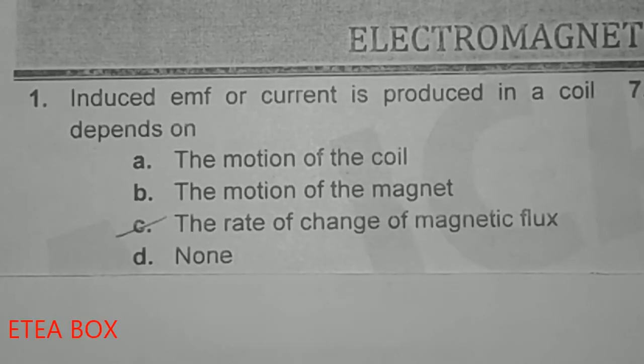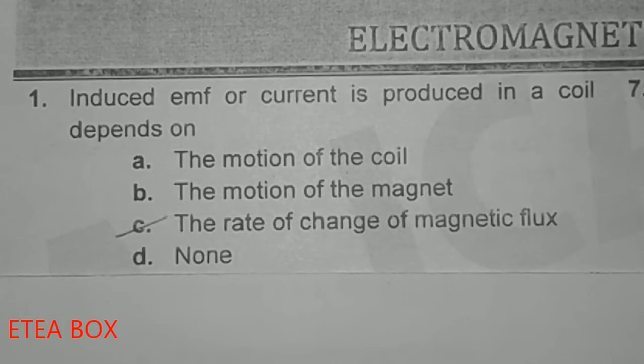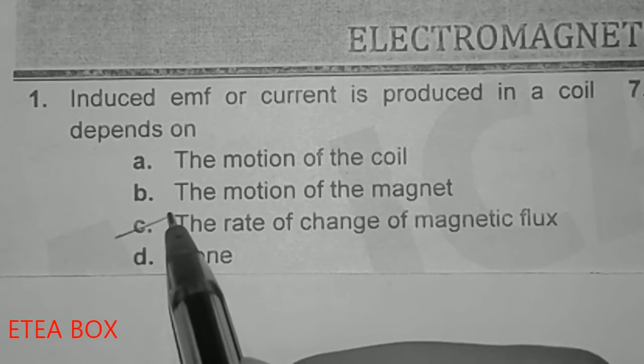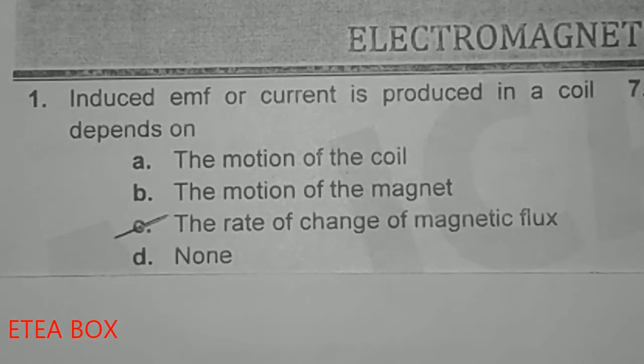Assalamu alaikum students. Today we are going to solve the MCQs of electromagnetic induction. First MCQ: induced EMF or current produced in a coil depends on. So induced EMF always depends upon the rate of change of magnetic flux.